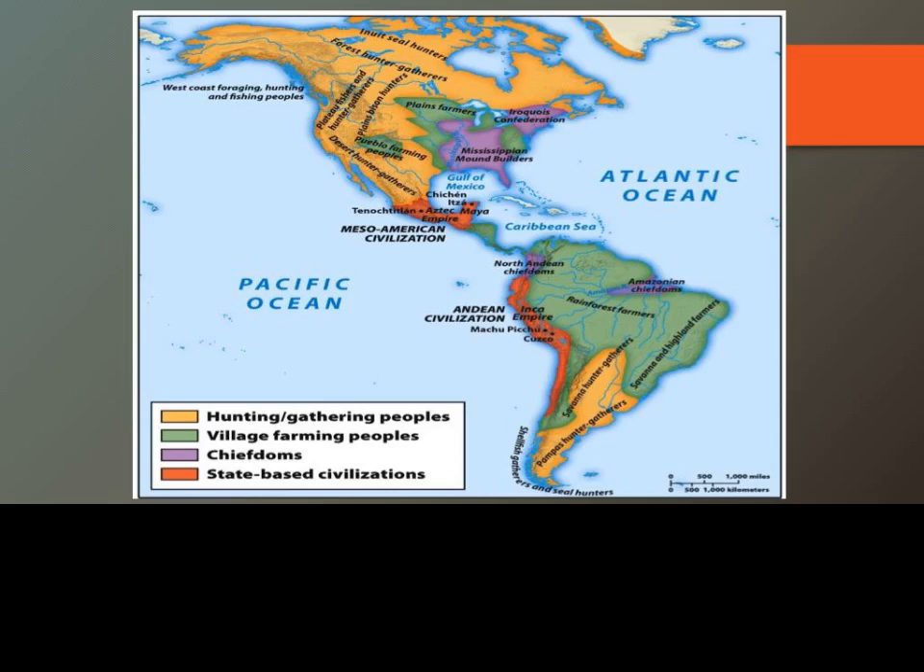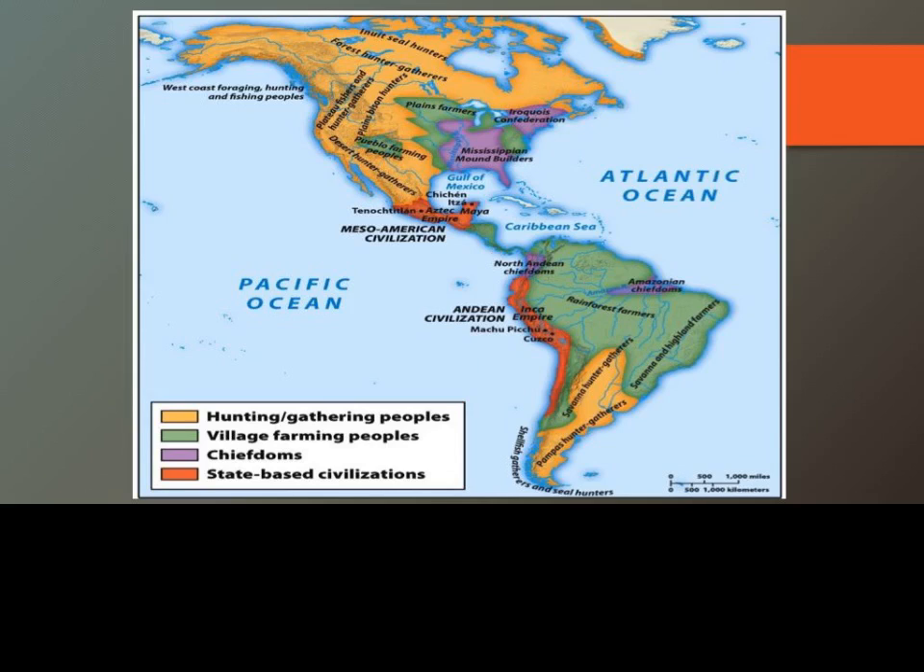And here is a map that shows you, in orange, a massive area of mainly hunting and gathering peoples. And in green, those village farming peoples, even some over here. The chiefdoms, right, those mound builders that we've learned about, and even the Iroquois Confederation we've learned about. And then good, solid, state-based civilizations like the Mesoamerican civilizations of the Aztec and the Maya and so forth, and the Andean civilization. We'll get to the Inca Empire here in just a minute.